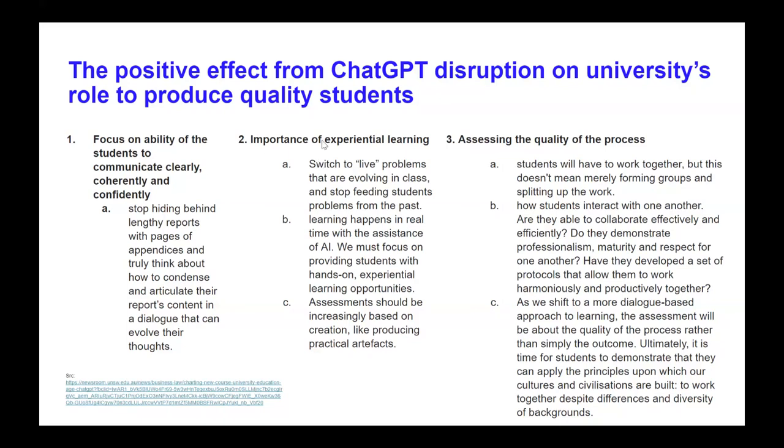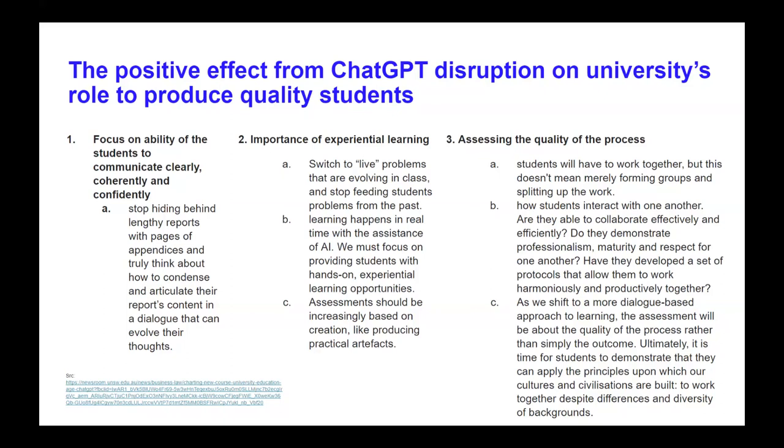And it is more important than ever to look towards experiential learning, to switch to live problems that are evolving in class, and stop feeding students problems from the past, because the tools are just within their fingertips. Let them learn with the assistance of AI, but our job is to focus on hands-on experiential learning opportunities and focus on assessments that are based on creation. Because we know in the hierarchy of taxonomy, if the students can produce something, they become innovators. So how can our job facilitate them to reach that?